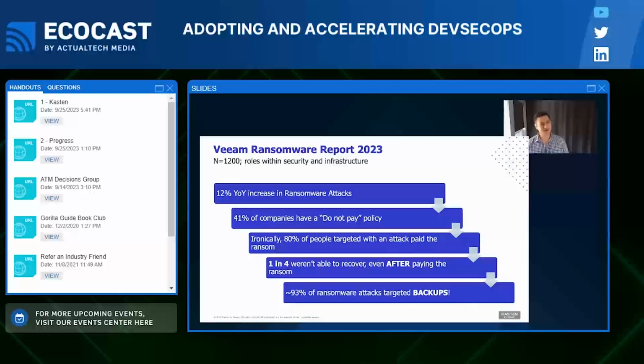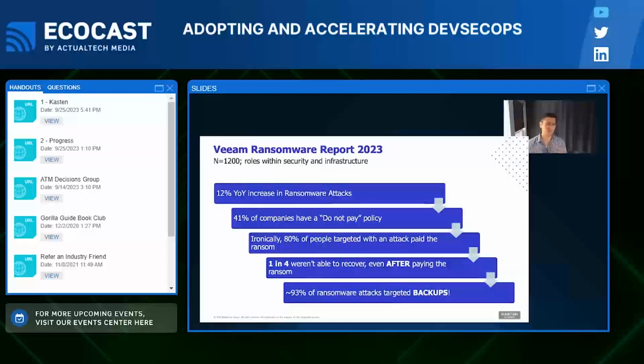But ironically, when push comes to shove, we see that 80% of people targeted with an attack paid the ransom. In the case of that big gas pipeline, they were able to recover their data pretty quickly, but they still paid the ransom nonetheless because it was the fastest way to essentially ensure that they could unlock and let fuel start flowing again. 1 in 4 weren't able to recover even after paying the ransom.